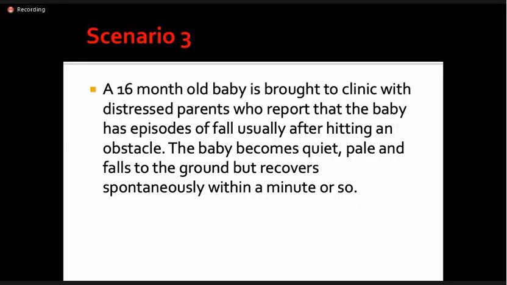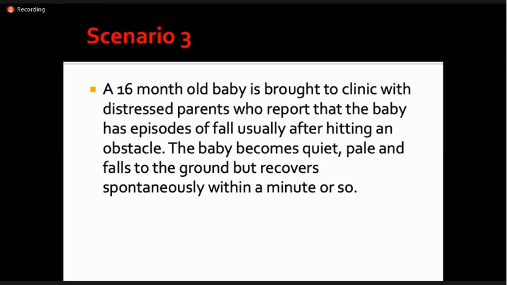A 16-month-old baby is brought to see you. Very distressed parents who are really upset because it's their infant. And basically the child has had multiple episodes of fall. So essentially the child is now walking around. He's a toddler. So he started walking around and he keeps banging into things. So usually when he hits an obstacle, he becomes quiet and pale and falls to the ground. Pretty much, which is a very scary episode for the parents. But then he recovers spontaneously within a minute or so. So what do you think is going on here? What are these episodes typically?